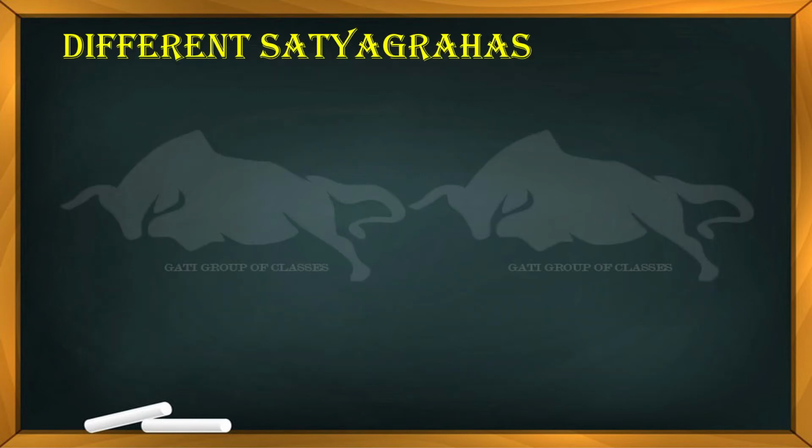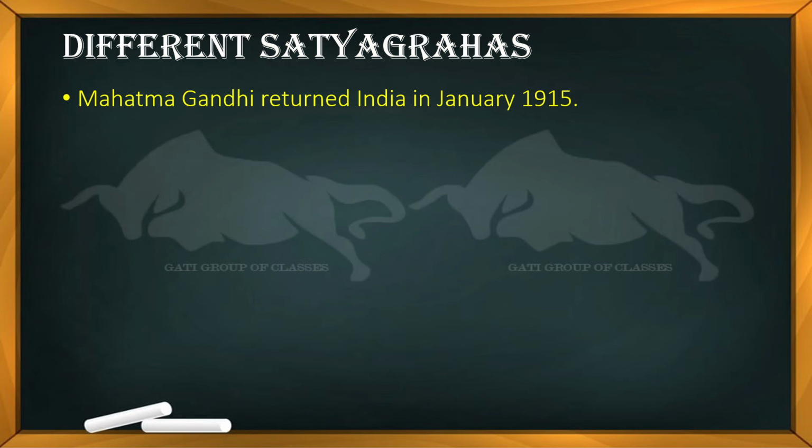Now the next thing is the different satyagrahas that were started by Mahatma Gandhi. So first of all, we will see that Mahatma Gandhi came back to India from South Africa in January 1915, and he was working over there as an advocate.